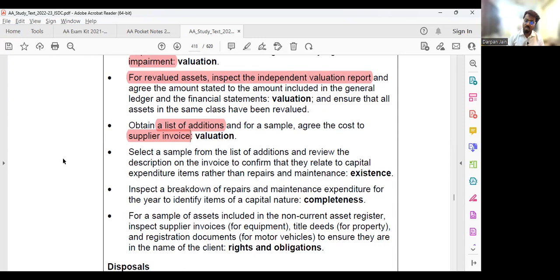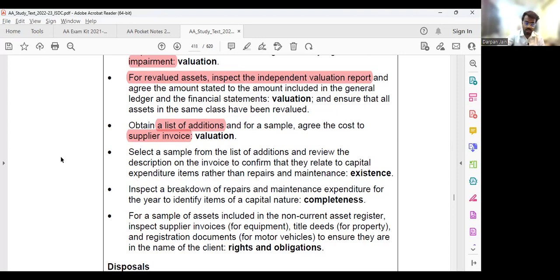So check that. Next, inspect a breakdown of repairs and maintenance expenditure to identify any items of capital nature. The reverse. In the next one, what are you doing? You're inspecting the various expenditure in repairs and maintenance and seeing if anything should be capitalized.